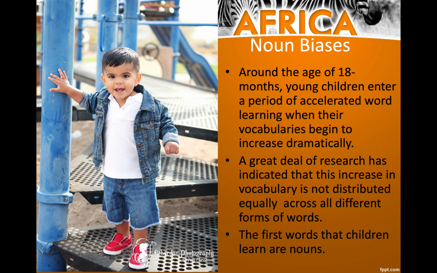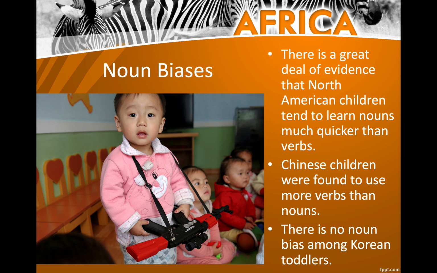Around the age of 18 months, young children enter a period of accelerated word learning when their vocabularies begin to increase dramatically. A great deal of research has indicated that this increase in vocabulary is not distributed equally across all different forms of words. The first words that children learn are nouns. There's a great deal of evidence that North American children tend to learn nouns much quicker than verbs. Chinese children are found to use more verbs than nouns. There is no noun bias among Korean toddlers.